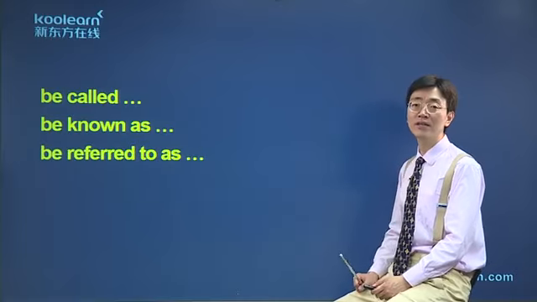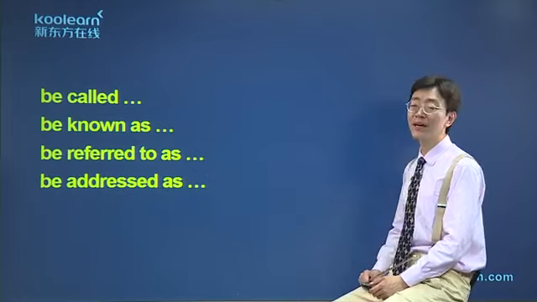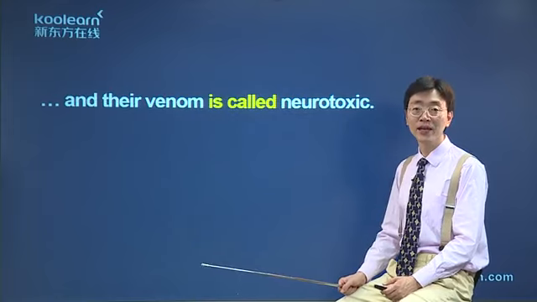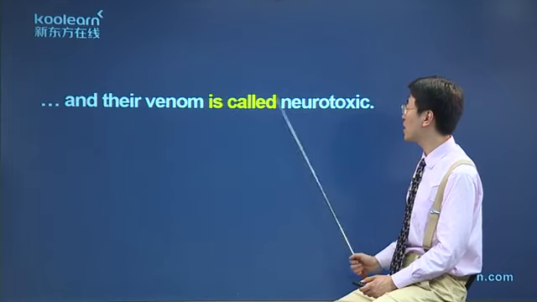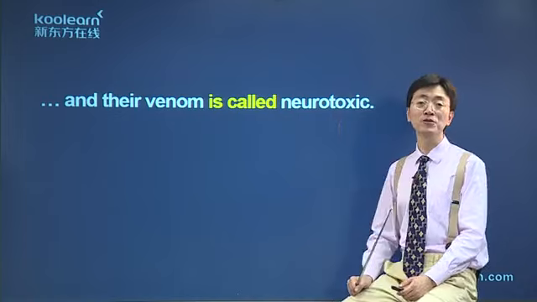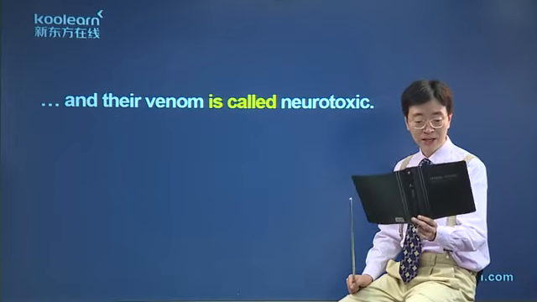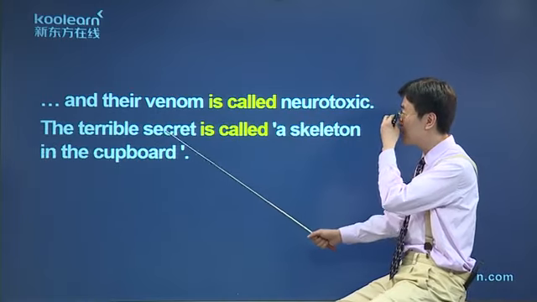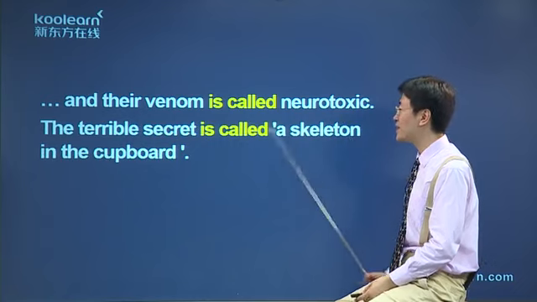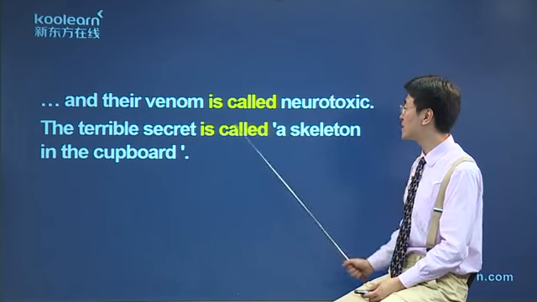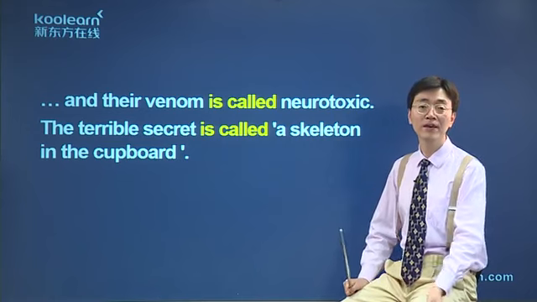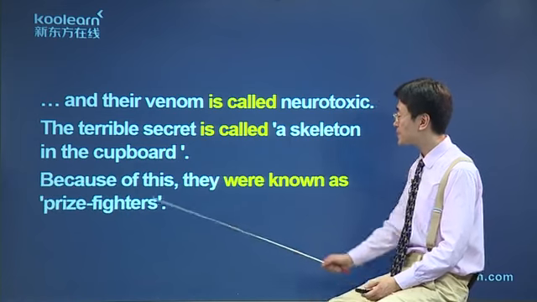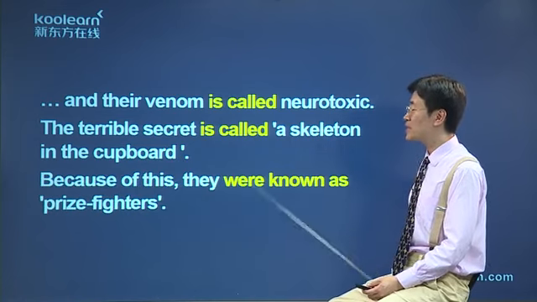to as 被称为是，还有 be addressed as，意思一样，都是被称为是。be called 大家很熟悉，在上一句话末尾就出现了，their venom is called neurotoxic。同样三册第24课也出现过，The terrible secret is called a skeleton in the cupboard. 这个可怕的秘密被称为柜中的骷髅。我们再看其他例子，be known as 出现在三册第21课。Because of this, they were known as prize fighters.